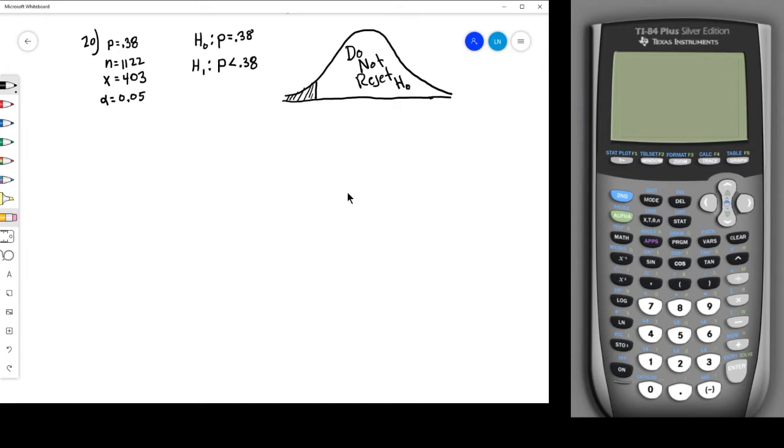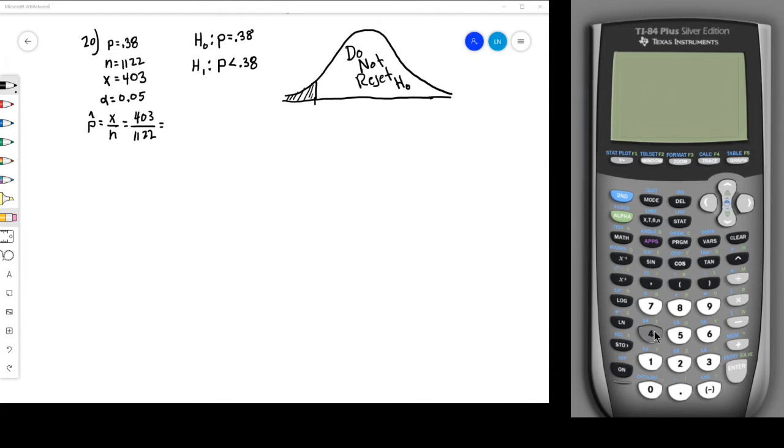So now we need two things. We need to know the critical value here. And we also need to know our test statistic. So before I do anything, let's calculate our sample proportion. Remember, p hat, our sample proportion, is going to be x over n. So that's going to be 403 divided by 1122. And I am not going to try and do that in my head.